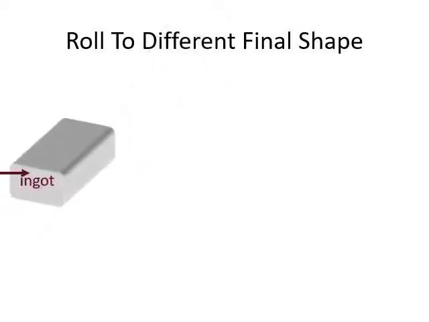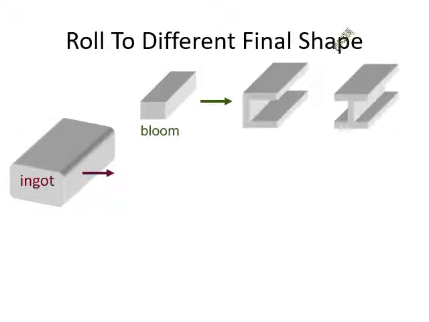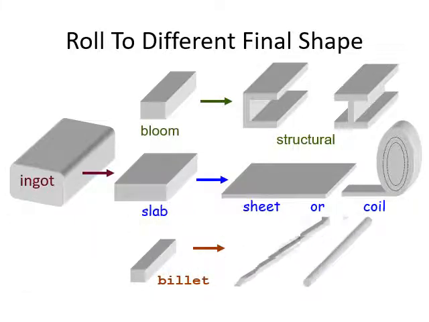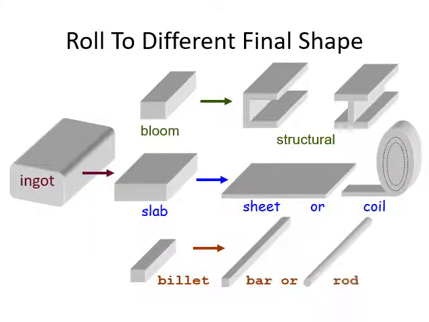And then from the roll to the different final shape, you have from ingot, and then you change it to bloom, and then you put it into a structure, and then either you can put it into a slab to make it into a sheet or coil, and also billet to make it into a rod or bar.